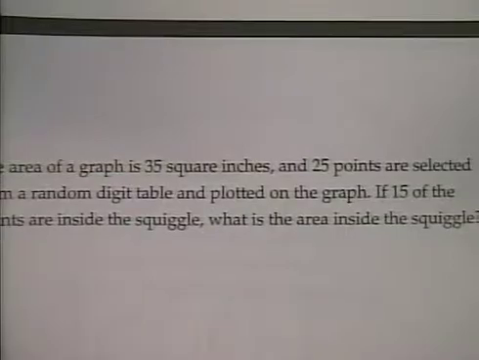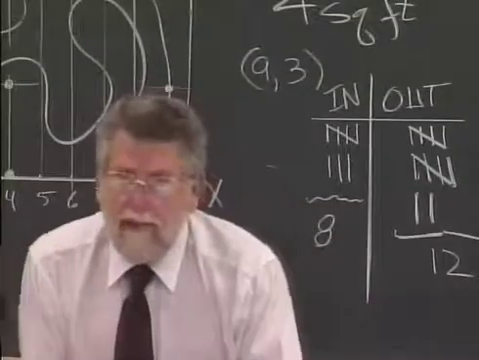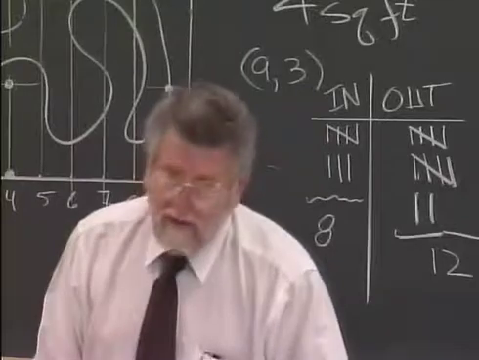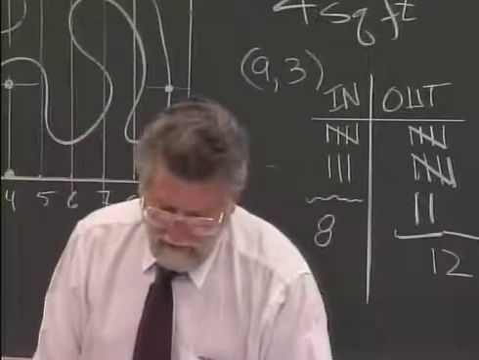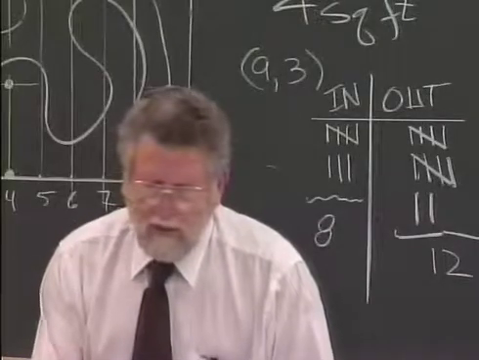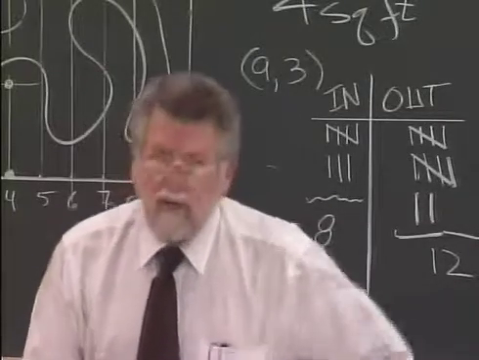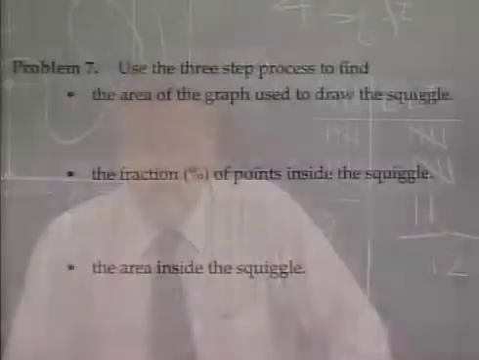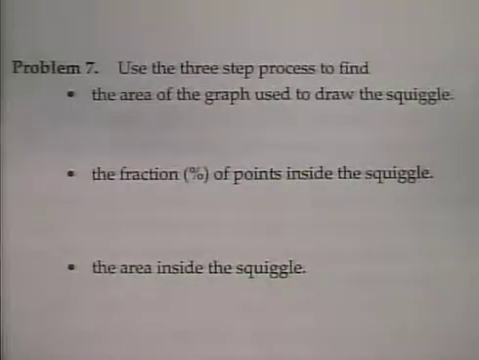Okay, come off there for a moment, Marcella, and back to me. I'm going to point out the 3-step process that we're using. And this is what you have to do each time. It's summarized for you on problem 7, page 139. So let's go back to page 139 for a moment. You first have to have the area of the graph, the grid. Secondly, the percent of points inside, and then you're going to find the area inside. Those are your 3 steps.